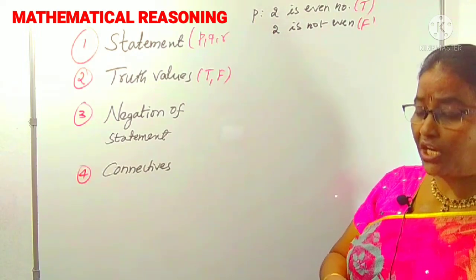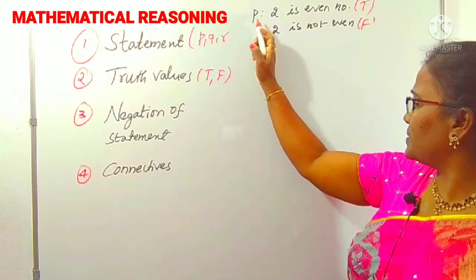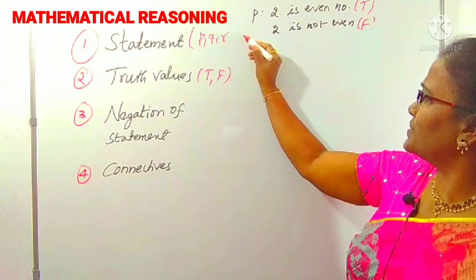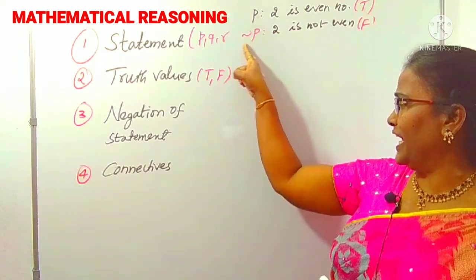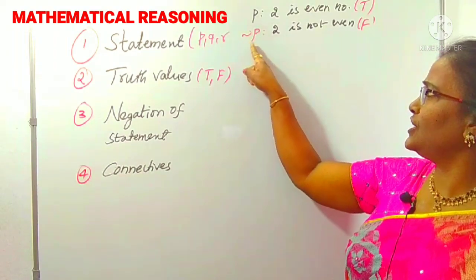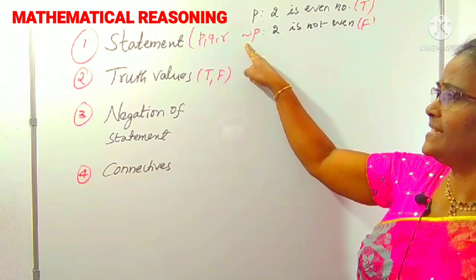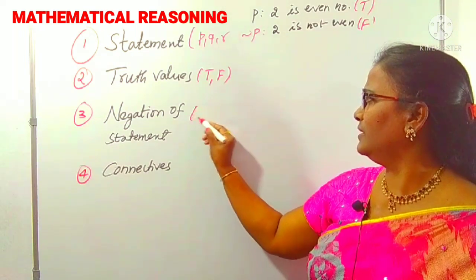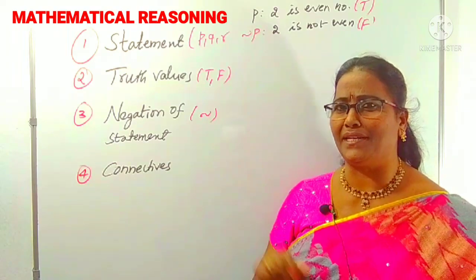The symbols are also very important. For the statement we use P, and for negation we use a symbol with P. This is called negation P. Instead of wording, we use this symbol. Negation of P means the opposite of the statement P. This is the negation symbol. Symbols are very important in this topic.